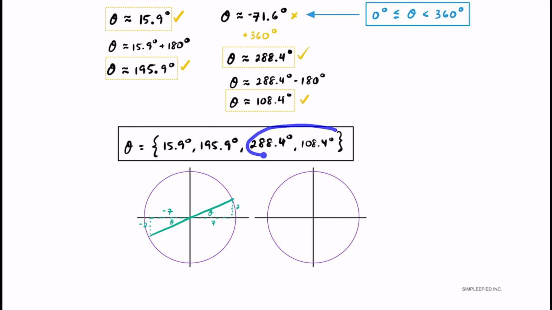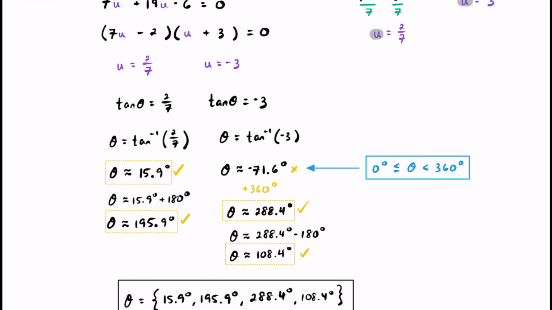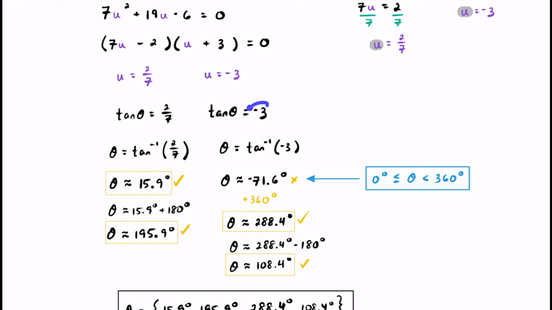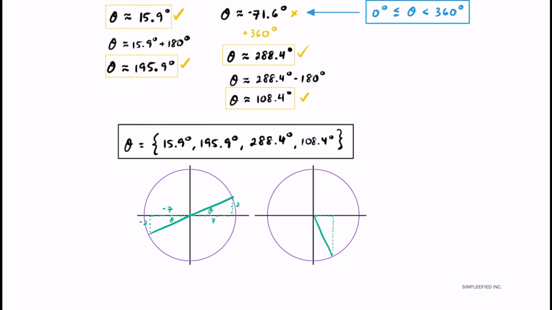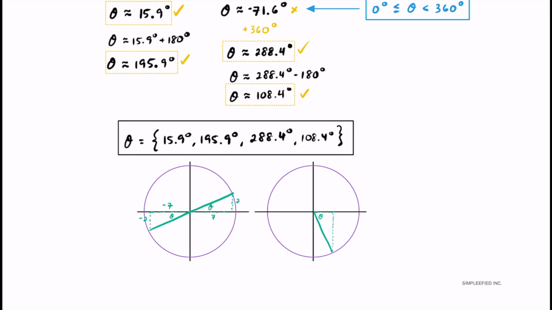Then looking at these two angle measures, 288.4 degrees would be somewhere over here in quadrant 4, right? And that would create a triangle that would look something like this, okay? And what's that going to look like? Well, we had a ratio where tangent theta was -3. So that's going to be equal to -3 over 1, and that's going to be our y over x, or opposite over adjacent. So opposite of theta would be -3 and adjacent would be 1. So hopefully that makes sense why that would be over there.